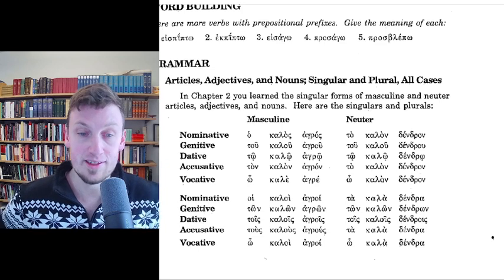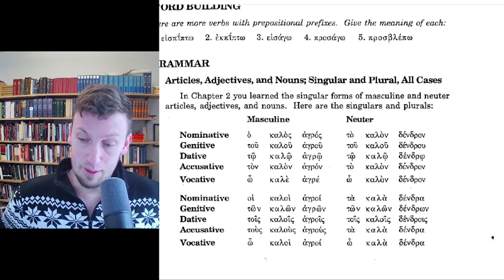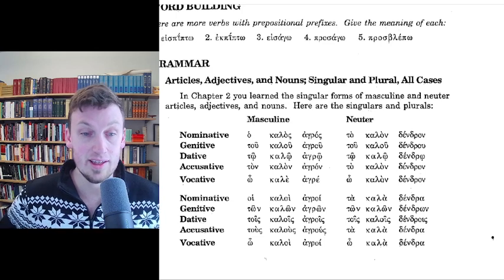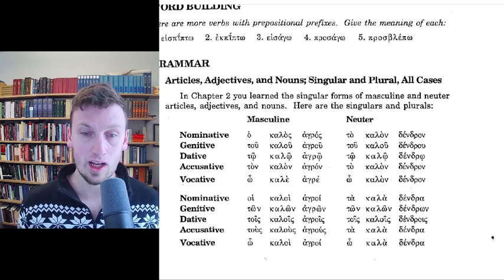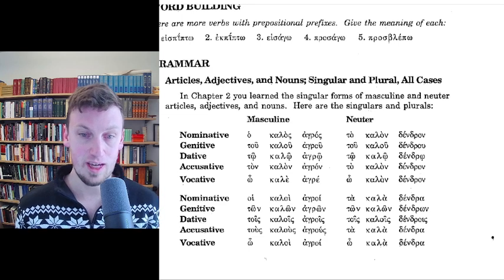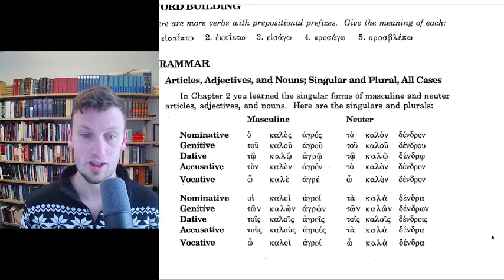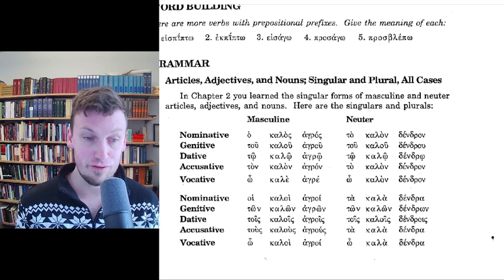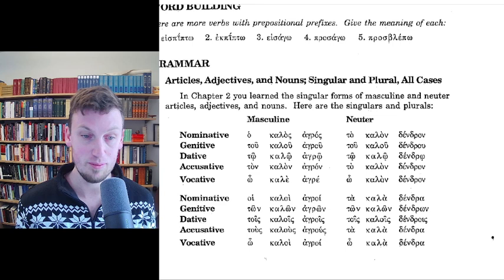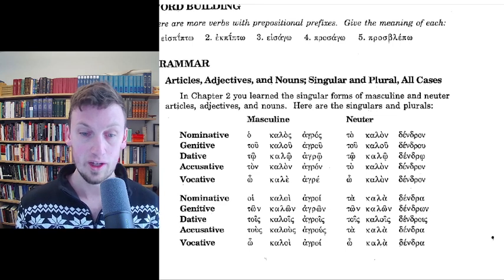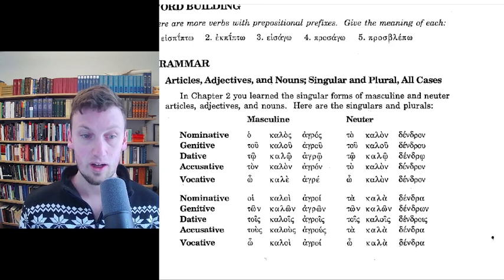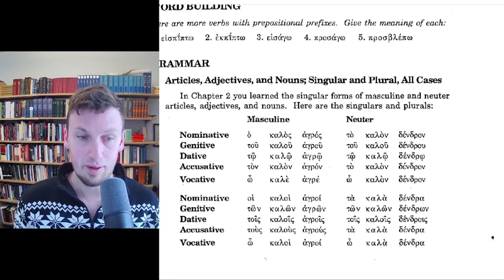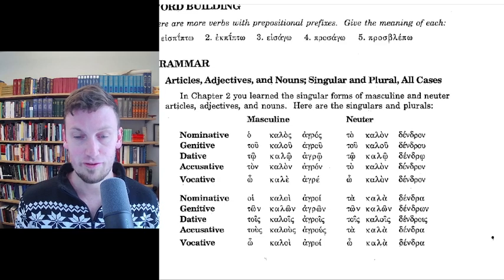Do memorize these. If it's helpful, I'll take the last minute of my talk to just review what each of these does. The nominative, ho kalos agros, would be if a beautiful field was your subject. So of course, hoi kaloi agroi would be, the beautiful fields are your subject. So you could say something like, the beautiful fields are large, right? Hoi kaloi agroi eisin, and then you put an adjective on that. Makroi, large. The beautiful fields are large.